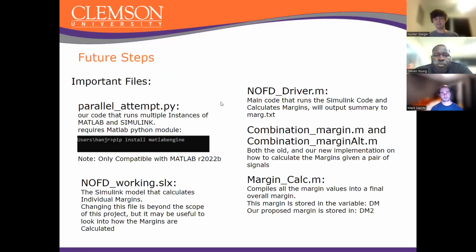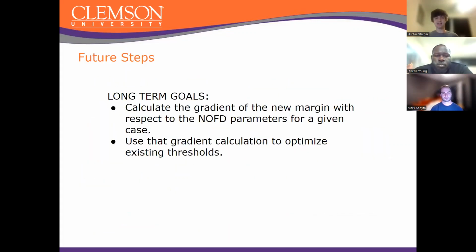We also have a list of files for future teams. If you want to know where things are located, this describes how the files are distributed. And our long-term goals for this project would be to calculate the gradient of the new margin with respect to all of the parameters we have, and then to use that to optimize those parameters to increase this non-optical flame detection algorithm performance.